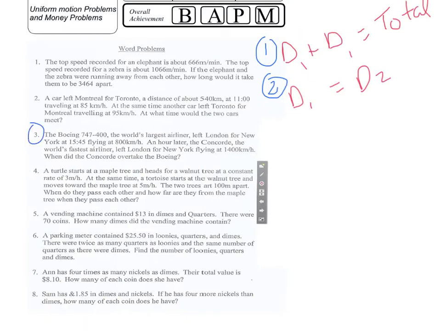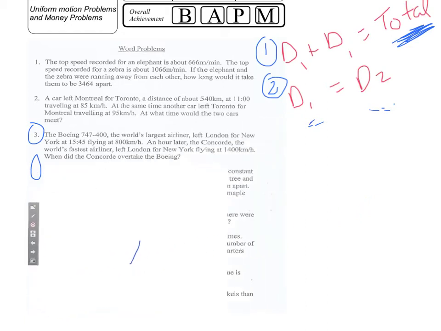So questions 3 and 4 are the exact same type. You just have to make sure: is it a total distance problem where you're adding them, or are they actually equal to each other? We're going to look at number 3 because it's a bit different. Number 4 is exactly like numbers 1 and 2, but number 3 is a bit different, so we're going to take a look at that one. That can be a bit challenging. Move some things up.